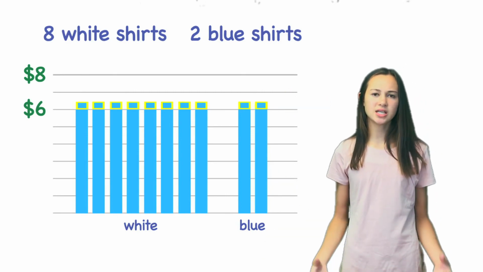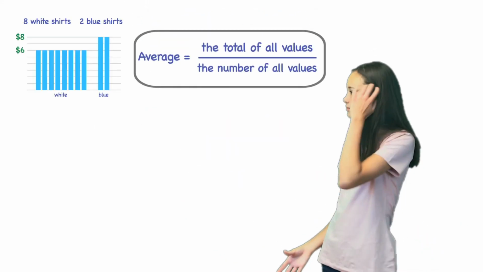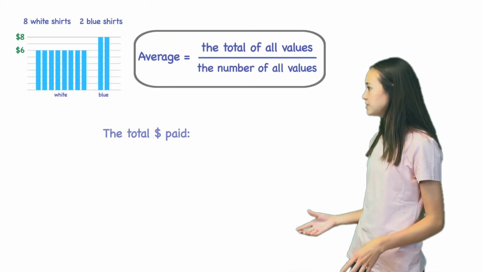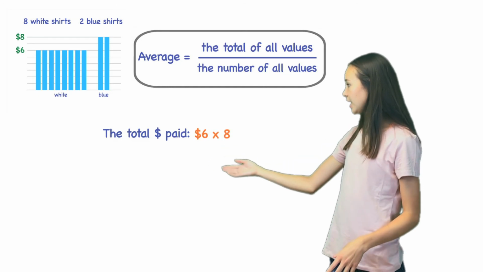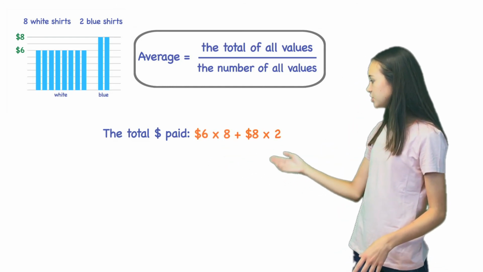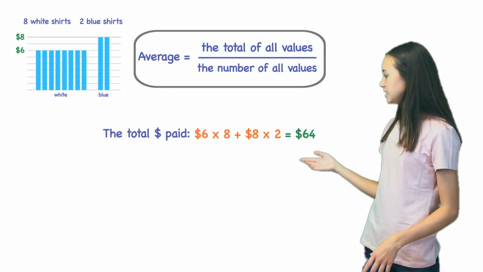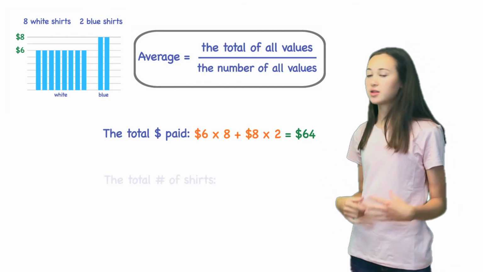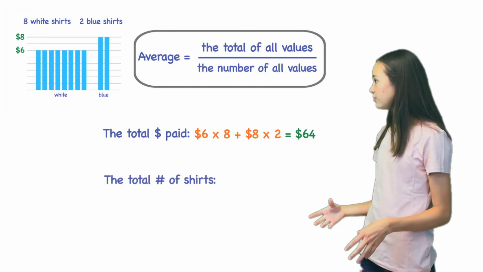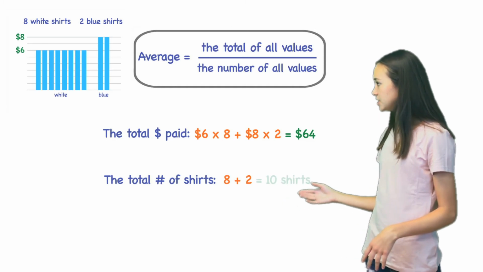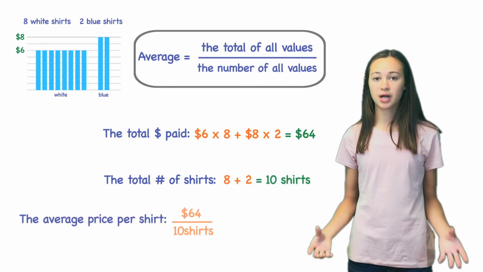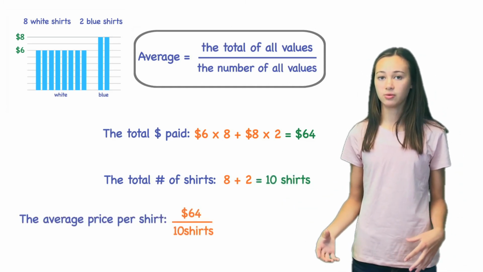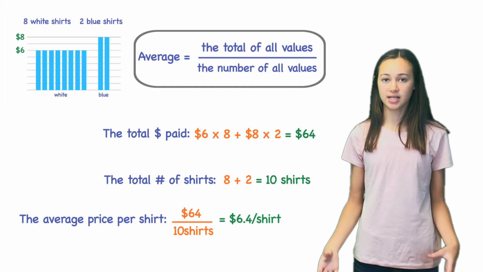But this still doesn't give us an exact answer, so let's use the formula. So the total amount of money Riley spent would be $6 for 8 shirts and $8 for 2 shirts, and that adds up to $64. And the total number of shirts Riley paid for would be 8 plus 2, which is 10 shirts. So the average price per shirt Riley paid would be $6.40.